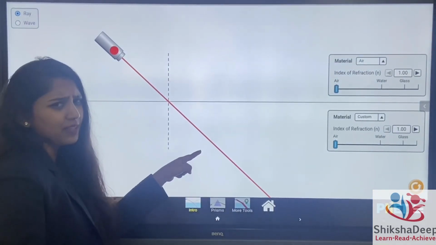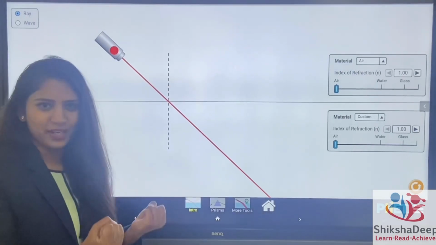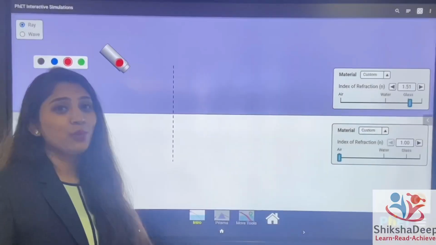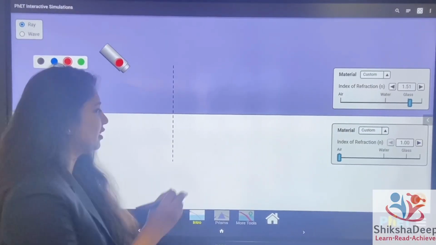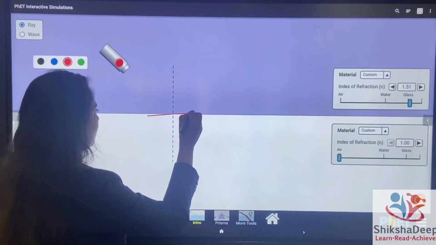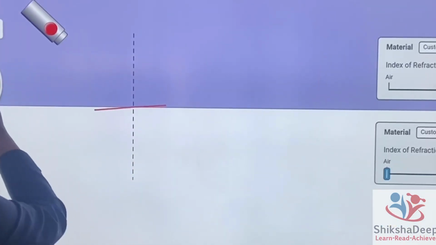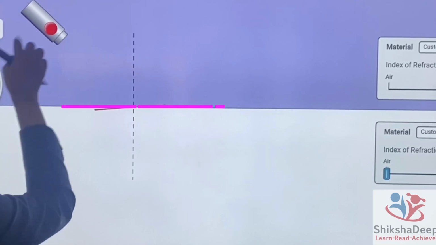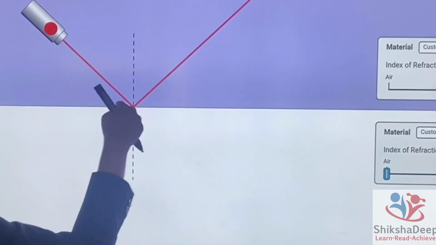Now, how do I bend this? Can I take it off the screen and bend it? No, right? But what if I say there is a way to bend the light? Let's take a mirror and place it here. When the torch is switched on, the light reflects in this direction.